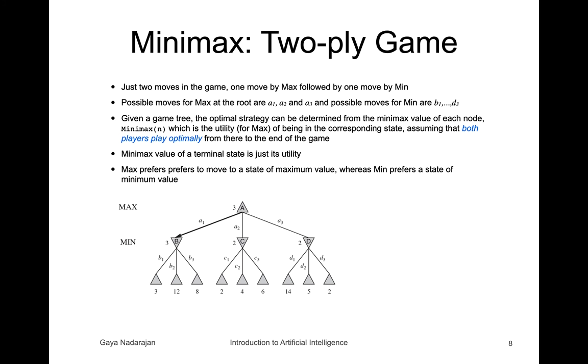So now we're going to look at the important part of this lecture, which is the Minimax algorithm. So we want to talk about, how do we find the best moves. How does a player know what is the best move to take at a particular point in the game? So we're going to do this using a very simple 2-ply game, meaning you only have 2 moves in the game. 1 move by Max, followed by 1 move by Min, and that's it, and then it's game over.